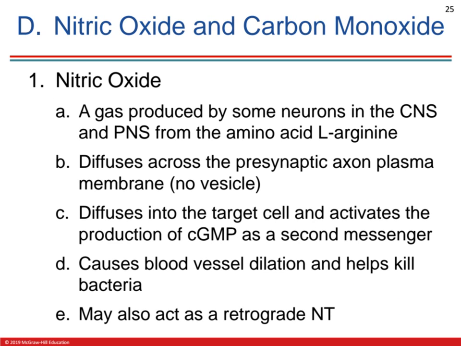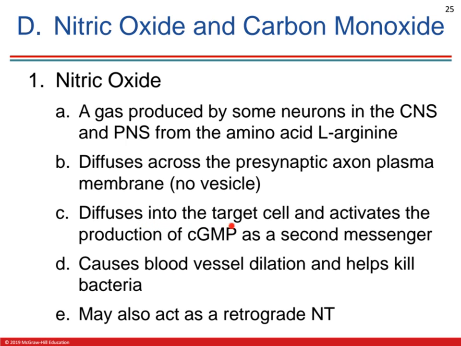So it's been known for quite a while that there are some really interesting neurotransmitters out there. Nitric oxide is one of them. It's a gas. It's produced by neurons in the CNS as well as neurons in the PNS from the amino acid L-arginine. And we've talked about this, that anything that's a gas, like carbon dioxide or oxygen, can diffuse straight through the plasma membrane very easily. And so that's exactly what happens. As soon as the gas is produced, it diffuses across the presynaptic axon plasma membrane. So it can't be held in vesicles because it's a gas. There's no way to hold it and store it.